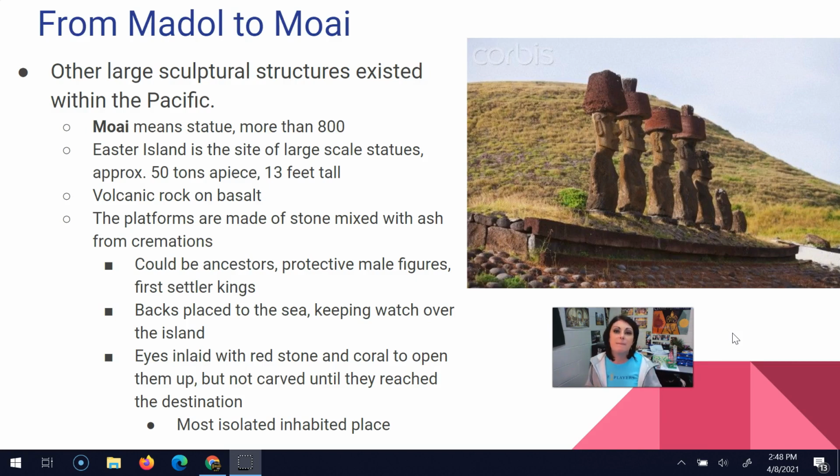What's really interesting about them is they're not faced out towards the sea on this island. They're actually positioned facing inward towards where the people would have been living, which means it's believed that their goal was to protect the people living on the land, not so much prevent against invasion on the outside. Their eyes would sometimes be inlaid with red stone or coral, to kind of open them up, which is pretty impressive.